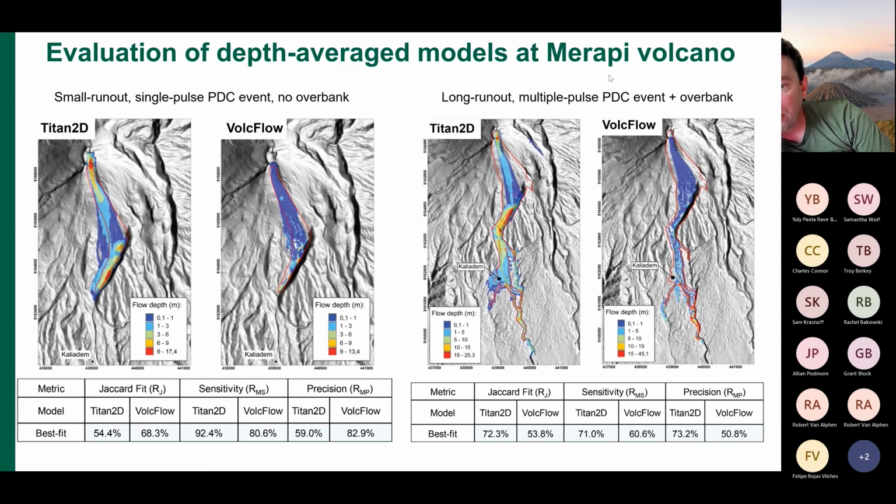And then the other case study was a long runout, multiple pulse PDC events with some overbanks. And in that case, actually Titan 2D was doing a better job, higher Jaccard fits than VoltFlow, with some higher sensitivity and model precision as well. So this is just an example of how we can compare different models using these metrics and a particular case study at a particular volcano.